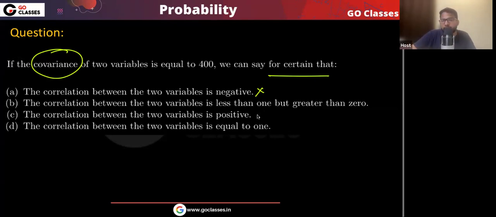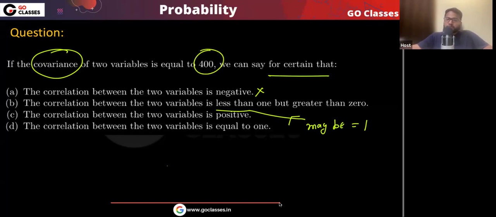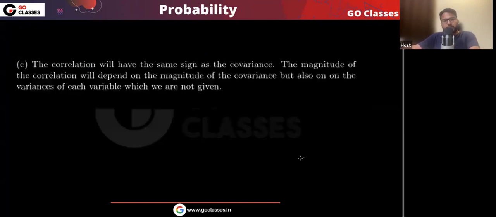Can it be equal to 1? Maybe, right? Maybe equal to 1. You don't know, right? So less than 1 may not be necessary. Maybe equal to 1. The correlation between two variables is positive. Can you say this, if the covariance is 400? Yes, right? Because since this is positive, that's why this is also positive. So basically C is the answer. Understood? Since the covariance is positive, the correlation will also be positive. But the exact value you don't know.